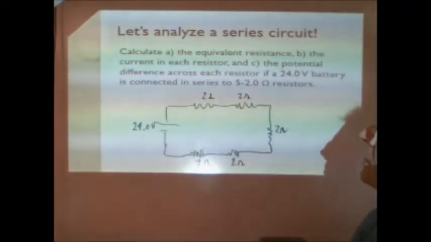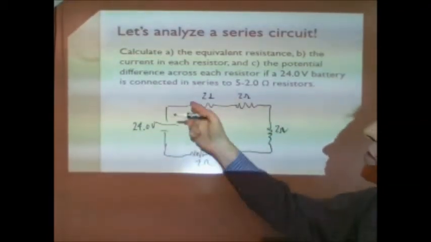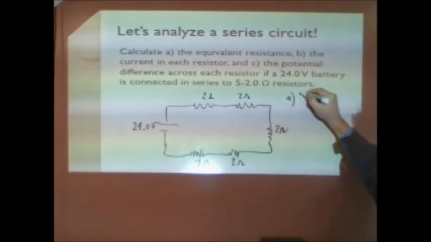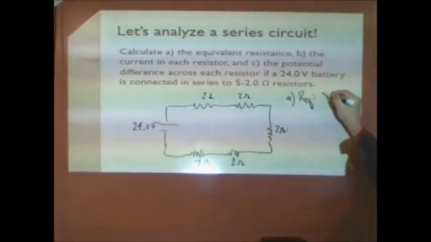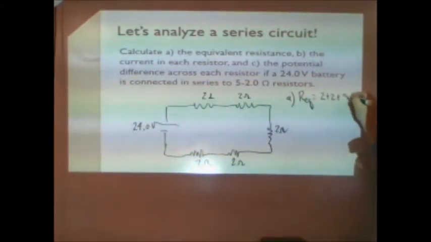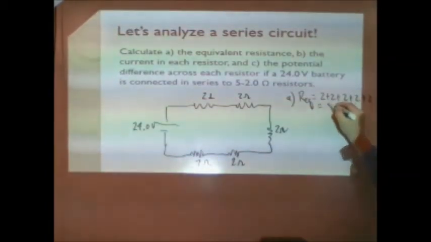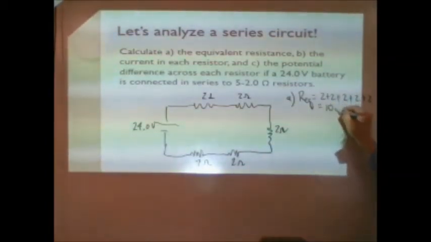The equivalent resistance. Well, we know the equivalent resistance is just the sum of those resistor values. So R equivalent is going to be equal to 2 plus 2 plus 2 plus 2 plus 2, which is equal to 10 ohms.